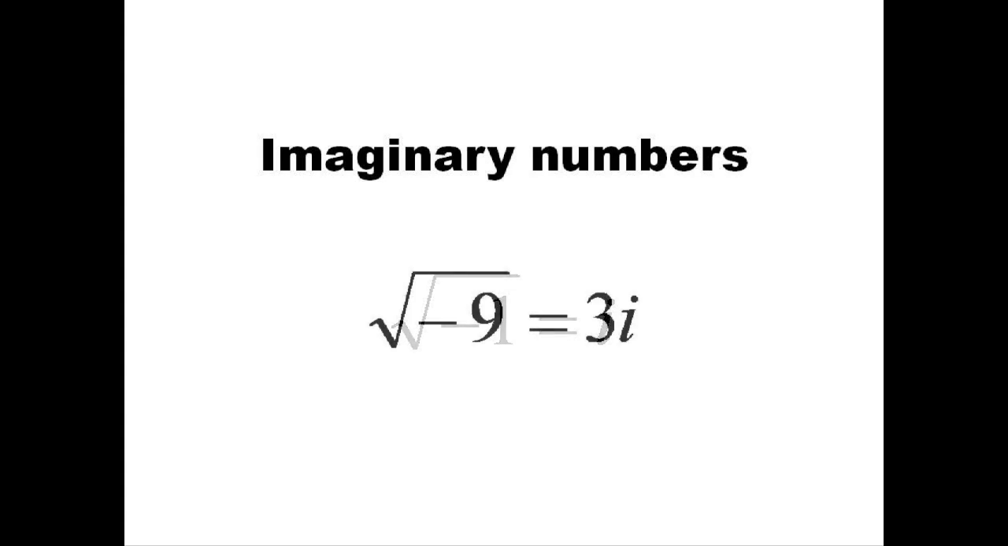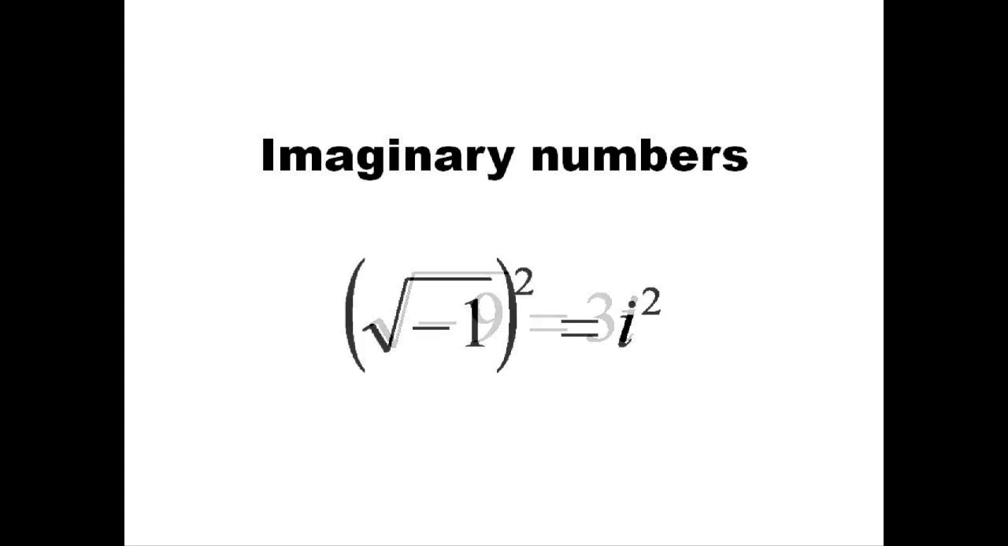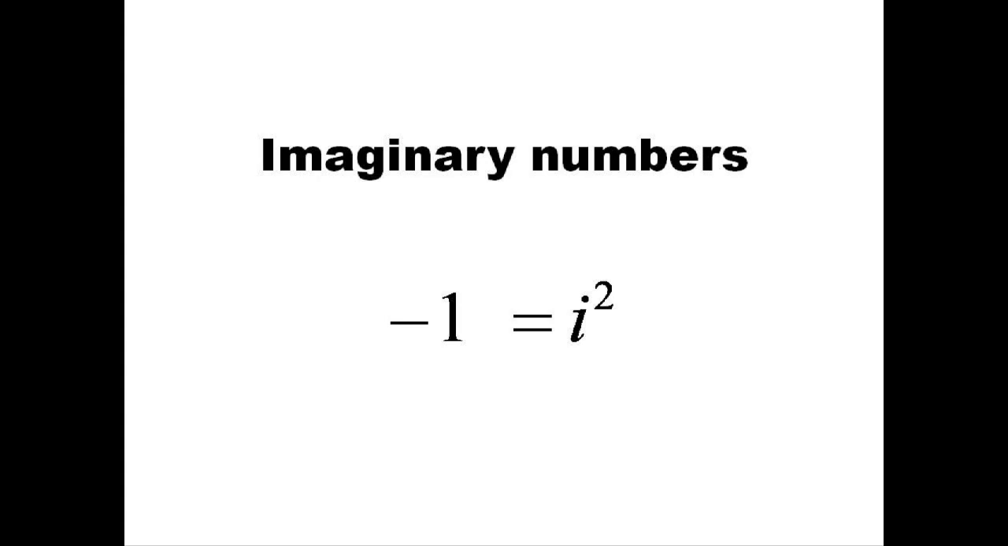We can take the square root of other negative numbers in the same way. So the square root of -9 is 3i. An important property of imaginary numbers is that since the square root of -1 equals i, if we square both sides of that equation, we can see that i squared equals -1.